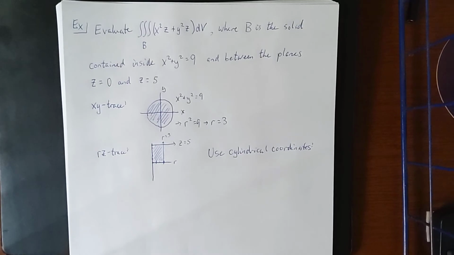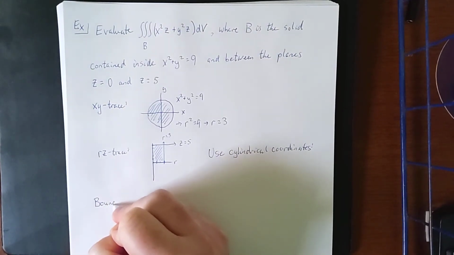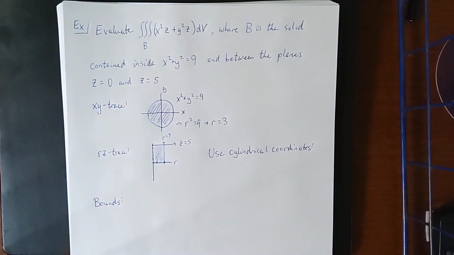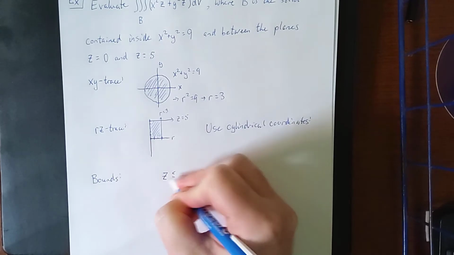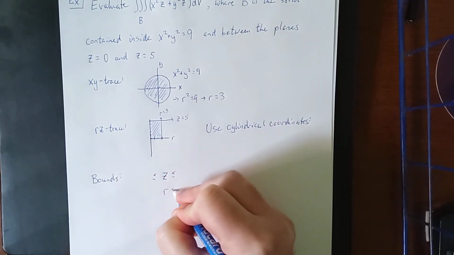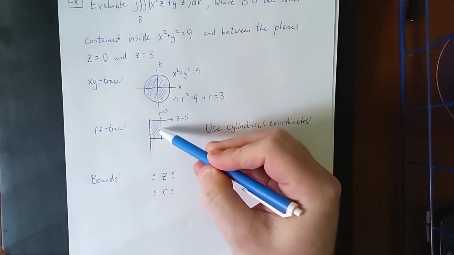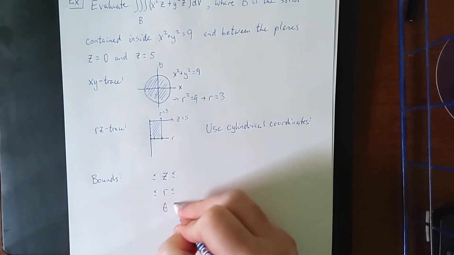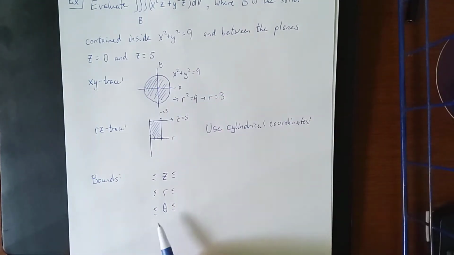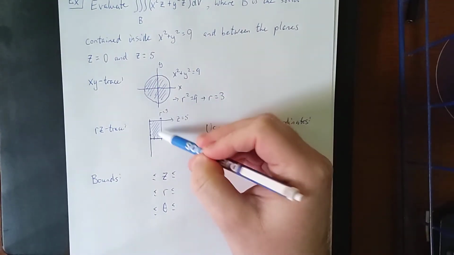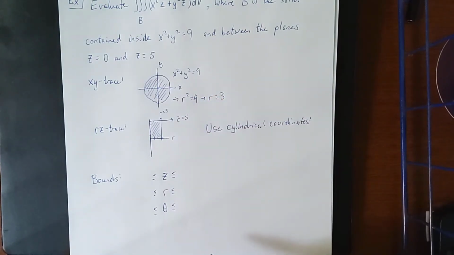So let's take care of all three things that need to take place. First thing will be the bounds. For the bounds for this triple integral, we will need to bound z first. Then we'll need to bound r. Both of these can be done from the rz trace. Theta, though, is going to have to be bounded by the xy trace. That's because r and z are visible in the rz trace, but theta is not. So we'll go back to that as we need to.